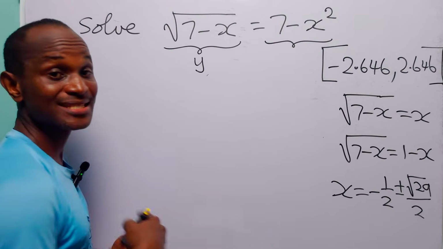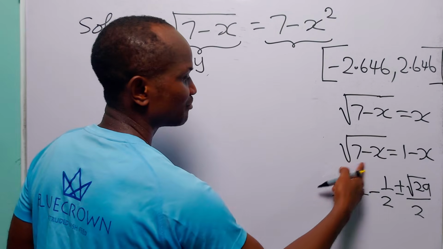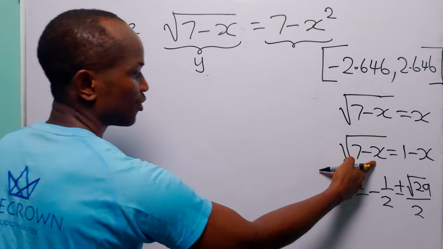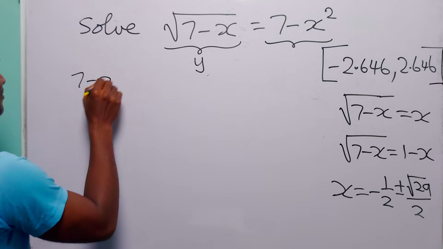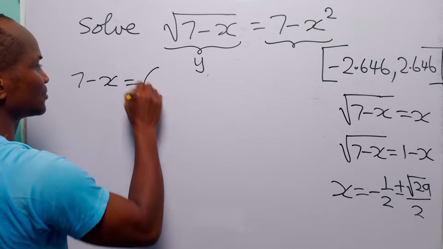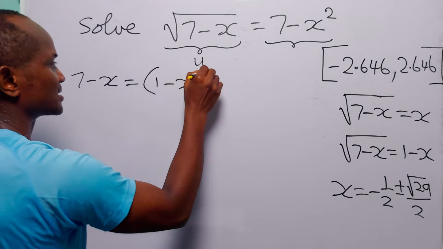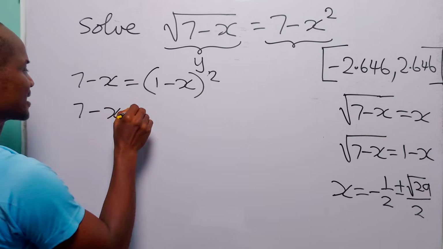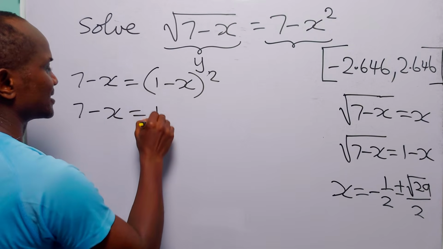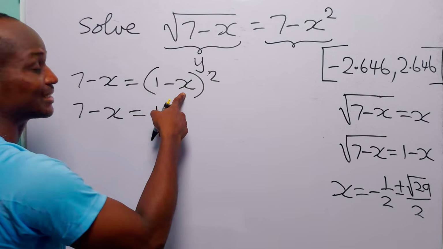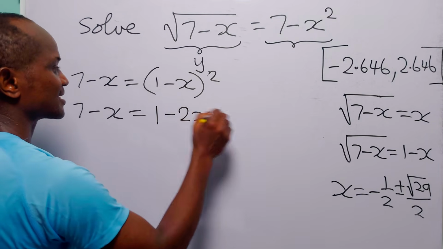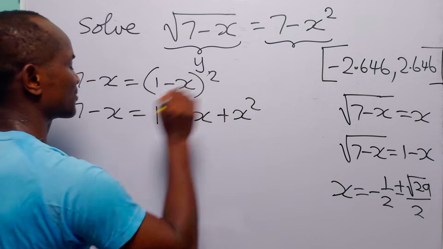Now in the second case, once more, we begin by squaring both sides of the equation to get rid of the square root on the left hand side. When we square, we have that 7 minus x is equal to (1 minus x) squared. Now from here we have that 7 minus x is equal to 1 squared is 1. 2 times 1 times minus x is minus 2x. Minus x squared is plus x squared.